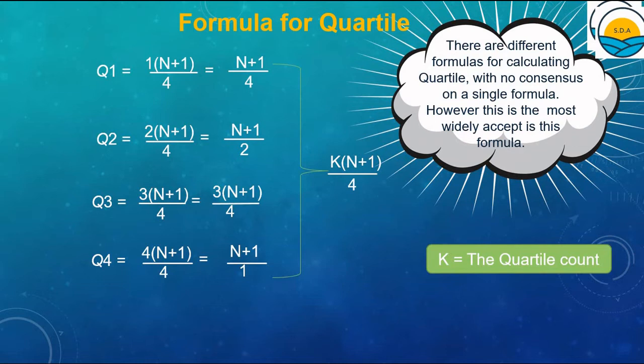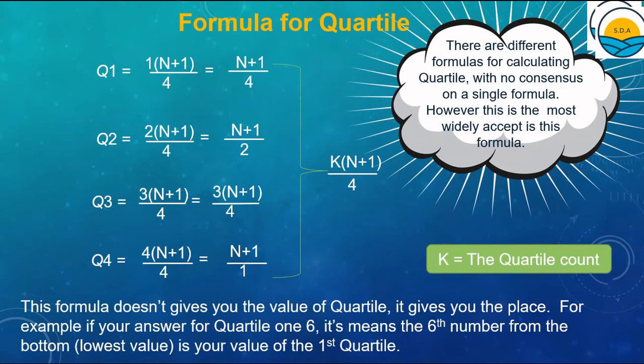We also have to note that these formulas will not give you the value of quartile. They will give you the place of the observation in the data set when the data are sorted in ascending or descending order. For example, if quartile 1 is 6, it means the sixth number from the bottom is your value of the first quartile.